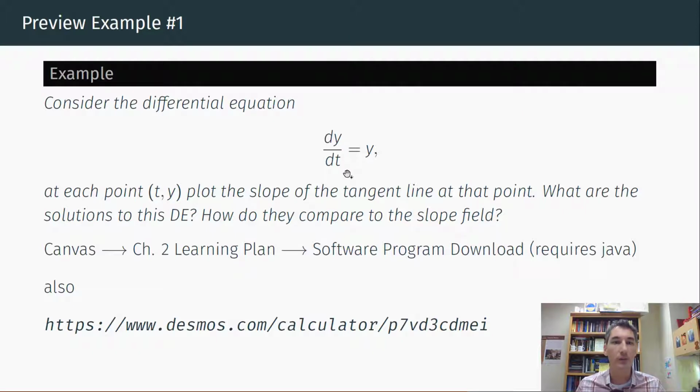Let's start with a simple differential equation like dy/dt equals y, where the slope is equal to the y coordinate. And to do that, we're going to need to use some software. There's one on the web right here that I've got the link for, but there's also a nice one that comes with a software program from a book. It does require Java loaded on your computer. I've got the links on Canvas for both of these. So let's take a break here, and then we'll jump into some of these software solutions.